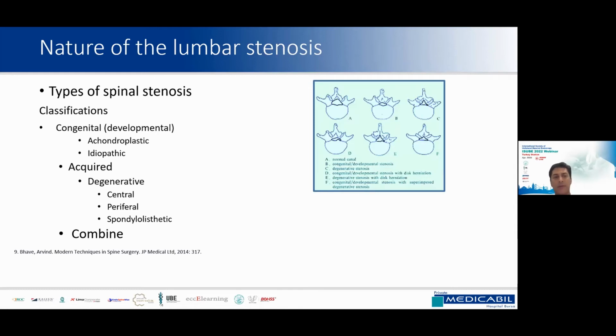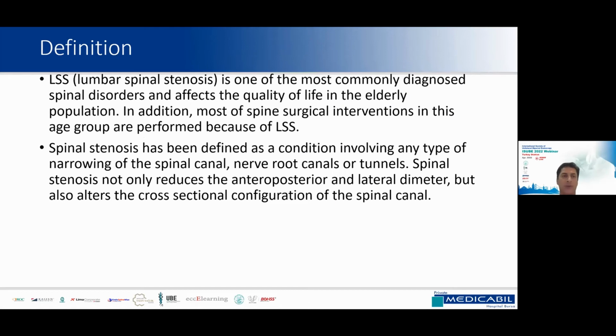We have three main classifications: congenital or developmental, acquired, or we can see a combination of congenital and acquired stenosis. Lumbar spinal stenosis has been defined as a condition involving any type of narrowing of the spinal canal, nerve root canal, or tunnels. Spinal stenosis not only reduces the anteroposterior and lateral diameter, but also alters the cross-sectional configuration of the spinal canal.